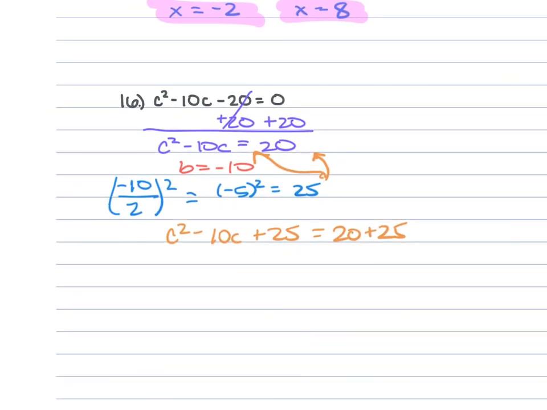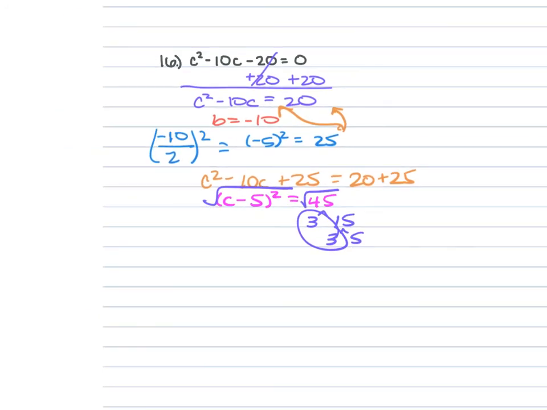We're going to factor the left side and get c minus 5 squared is equal to, add the right side, that's 45. We're taking the square root of both sides. That 45 is 3 and 15. The 15 is 3 and 5. So we're going to pair up those 3's, and we get c minus 5 is equal to 3 square root 5. Make sure the plus or minus goes in front of it. We're going to add this 5 to both sides, and we get that c is equal to 5 plus or minus 3 square root 5.